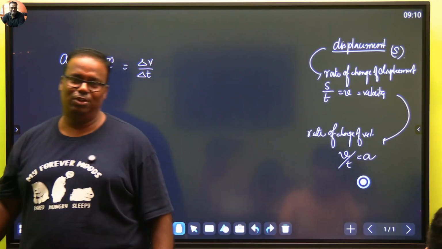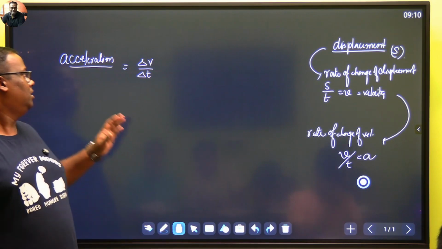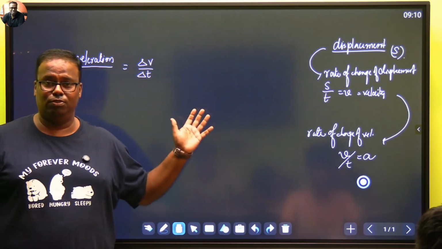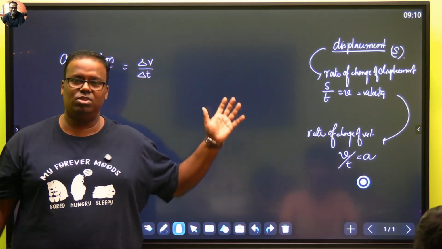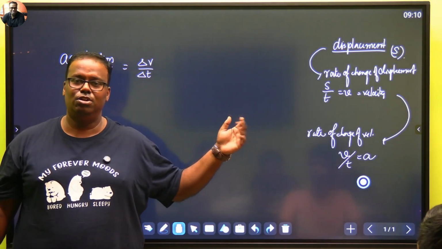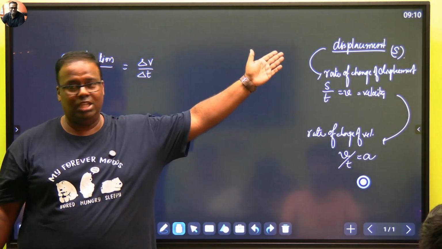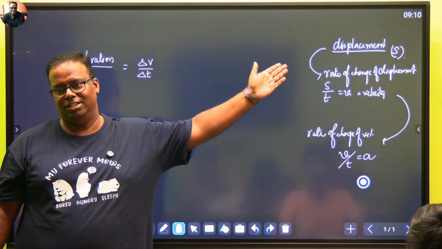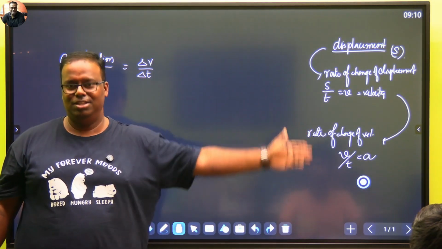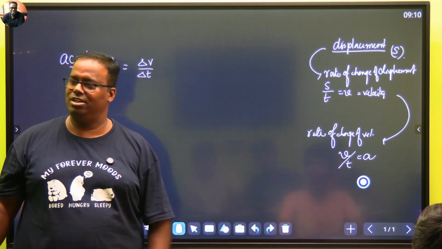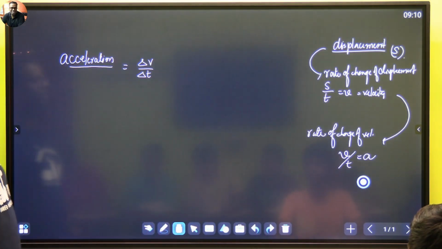Rate of change of velocity, right? So acceleration is said to be the rate of change of velocity. The first parent was displacement. Displacement gave birth to velocity. Velocity is giving birth to acceleration. Dadaji was vector, Bap is vector, beta will also be vector. Pota. All generations are vector. Acceleration is the rate of change of velocity.